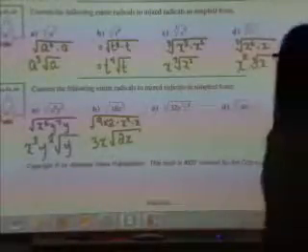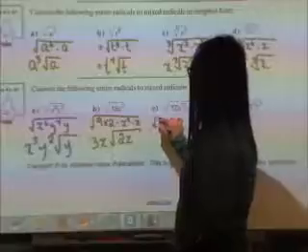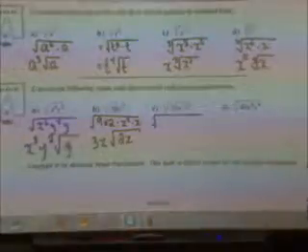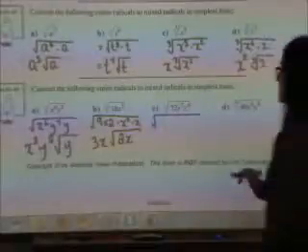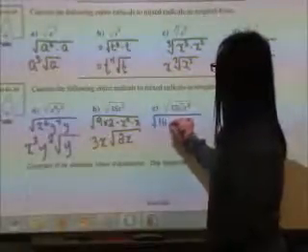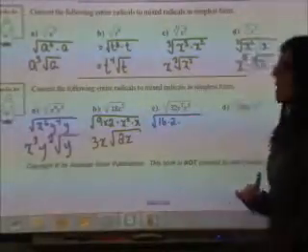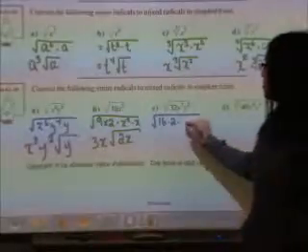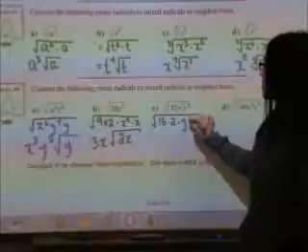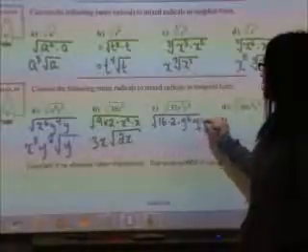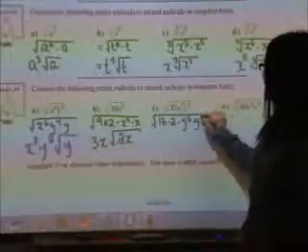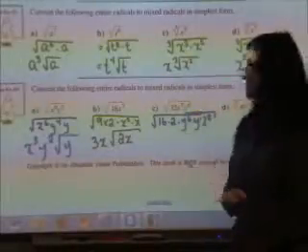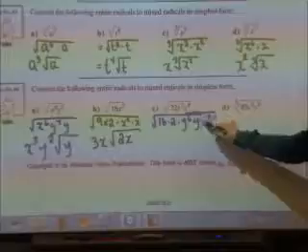The next one, 32. What perfect square number can I divide 32 by? 16. So 16 times 2. And then y to the power of 7 I have to split up into y to the power of 6, y to the power of 1, and then my z to the power of 8 I can leave, because I'll be able to divide that by 2.